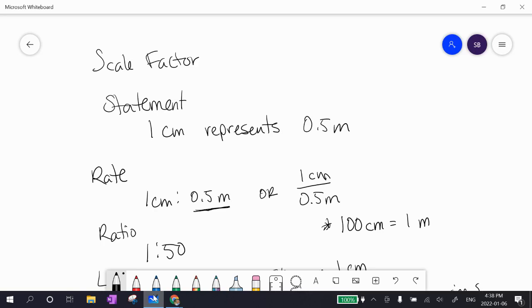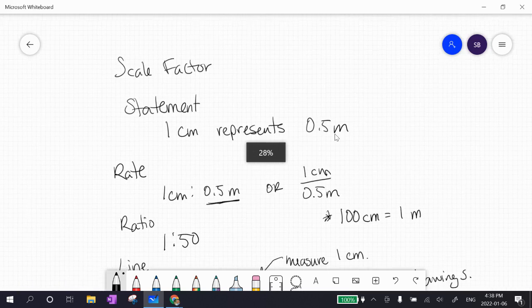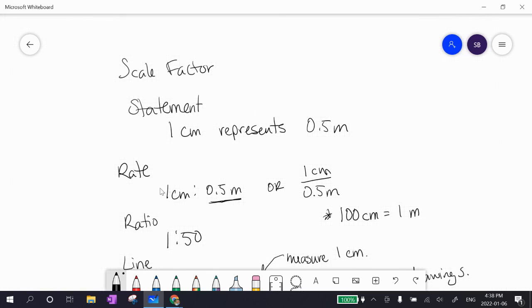All right, last bits and pieces for scale models. We're talking about the scale factor here. So we can write it as a statement. For instance, 1 centimeter represents 0.5 meters. Straight up sentence. We can write it as a rate. So 1 centimeter to 0.5 meters, or 1 centimeter over 0.5 meters.